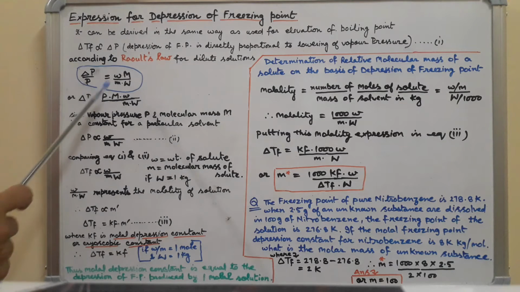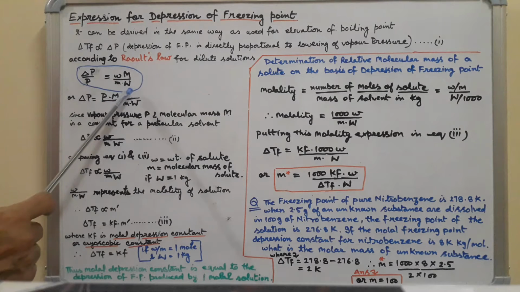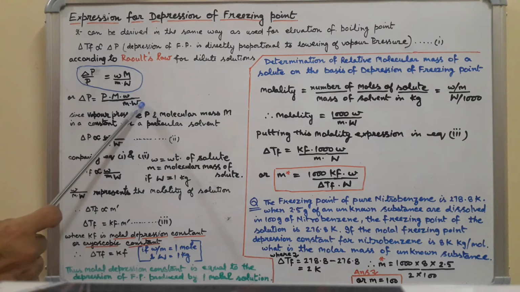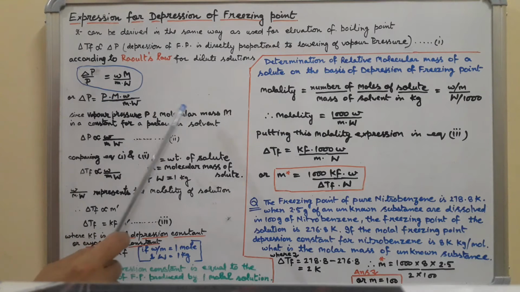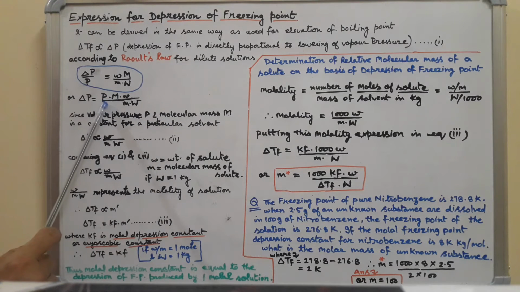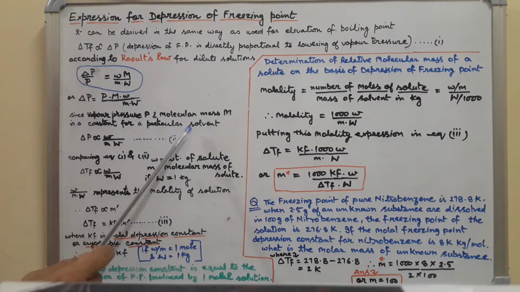Now see, if we transform this particular formula, we get here the lowering of the vapor pressure equals capital P, M, small w, small m and capital W. You all know what is what. Since the vapor pressure P and the molecular mass M are constant for a particular solvent, because P is the vapor pressure of the pure solvent at a given temperature, this P and capital M are constant for a solvent.